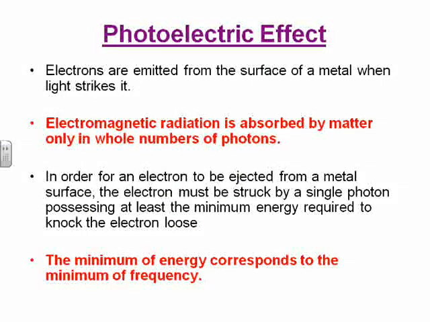Now, just a couple of things to talk about to understand what just happened. When you have a metal, electrons can actually be released from the surface of that metal when light strikes it. In order for the electron to be released from a metal surface, it must be struck by a single photon possessing enough energy to break it away. Each metal has a different amount of energy needed to break that electron away. The minimum energy needed to break that electron away corresponds to the frequency.